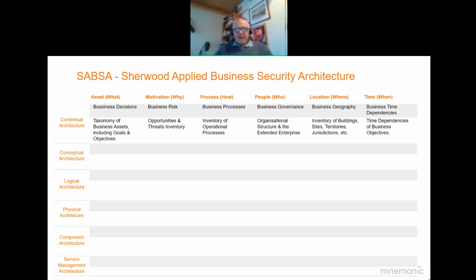And the final layer, service management, really goes across all the other layers and ensures that each layer delivers in accordance with the business drivers. It ensures operational risk assessments are carried out and followed up. It follows up compliance requirements such as GDPR and SLAs, and it reports to the business on how we are dealing with security.